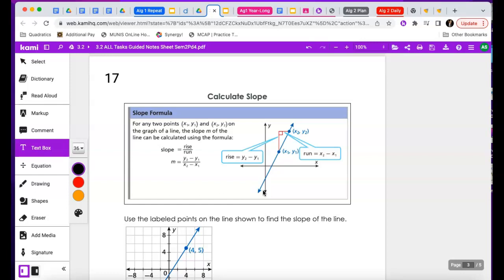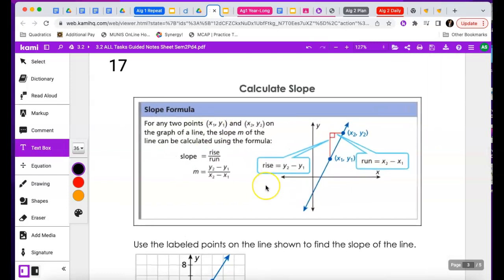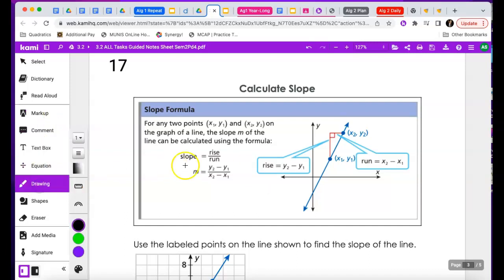So our slope formula: for any 2 points, x1, y1, x2, y2, on the graph of the line, the slope m of the line can be calculated using the formula that we saw yesterday. Slope equals rise over run. So we saw this yesterday. We were able to determine whether or not the slope was positive, negative, 0, or undefined. Now we're going to use this formula.